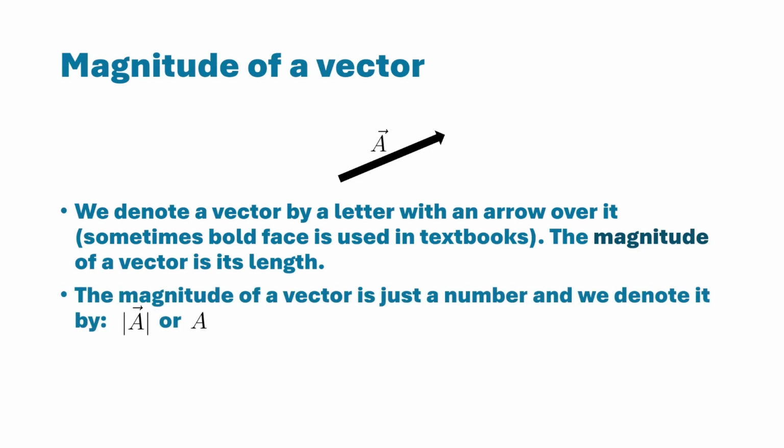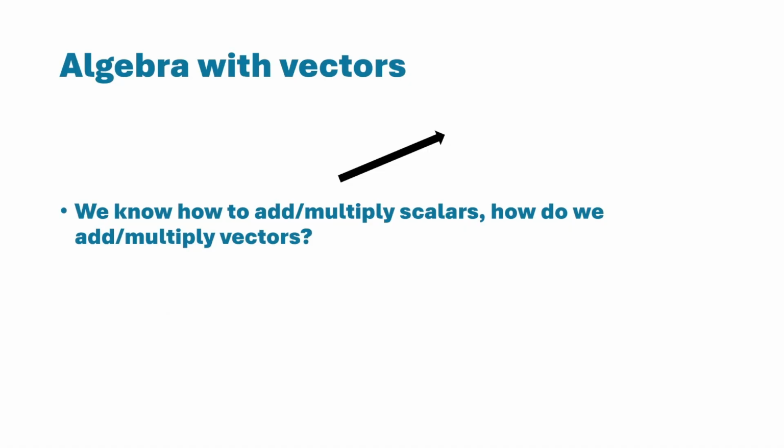The way we denote it is by lines around the vector, like an absolute value, or we would just write the letter representing the vector without the arrow on top, because it's a number now when we are writing just the magnitude. How do we do algebra with vectors? How do we add and multiply them? That is what we're going to talk about in the next few slides.